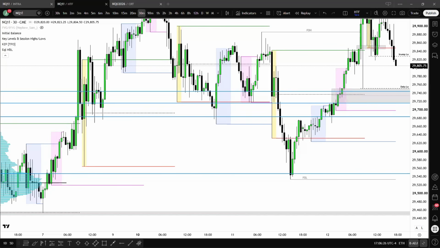Initial balance is the first hour of trading, the high or low, Terry. That's it. It's marking out the high and the low of the first hour of trading from 9:30 to 10:30. Simple as that. And it's drawing a midpoint.